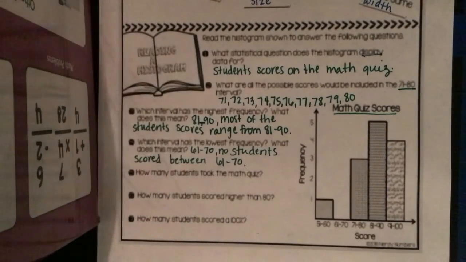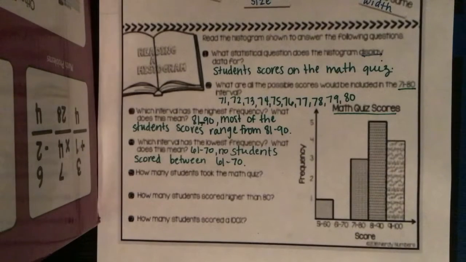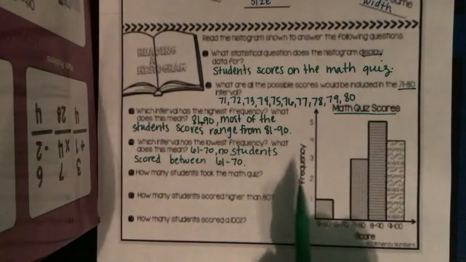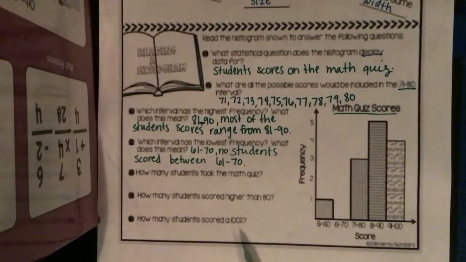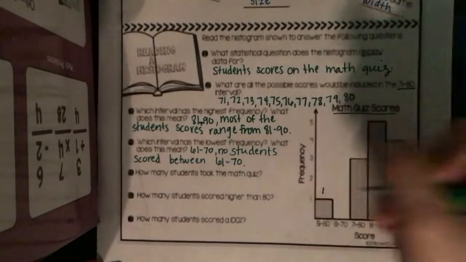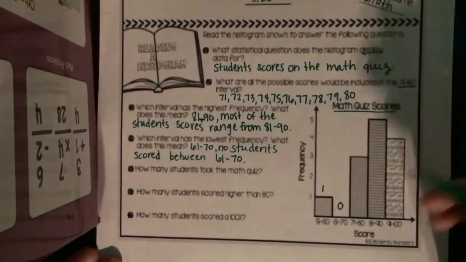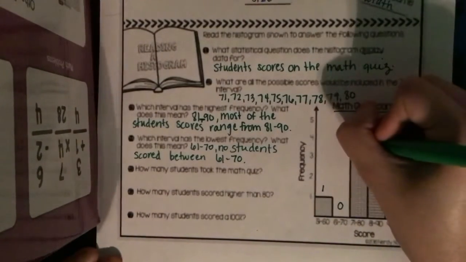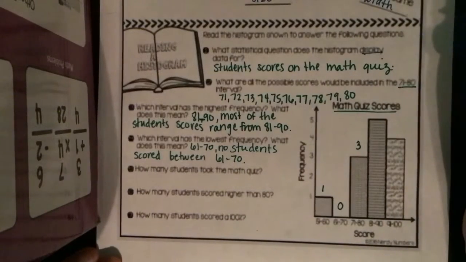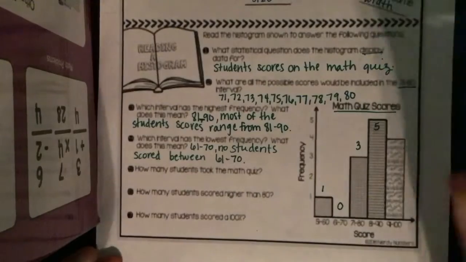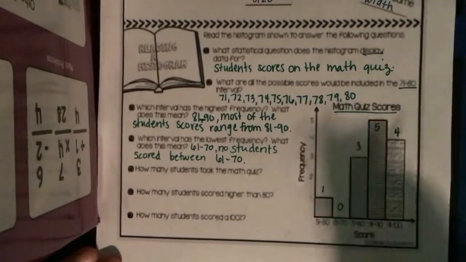Our next problem, number 5. How many students took the math quiz? So in order to find out how many students took the math quiz, we need to look at our scores. Well, here, the frequency of students that made a 51 through 60 was 1. No students made 61 through 70. 3 students made a 71 through 80. 5 students made an 81 through 90. And 4 students made a 91 through 100.